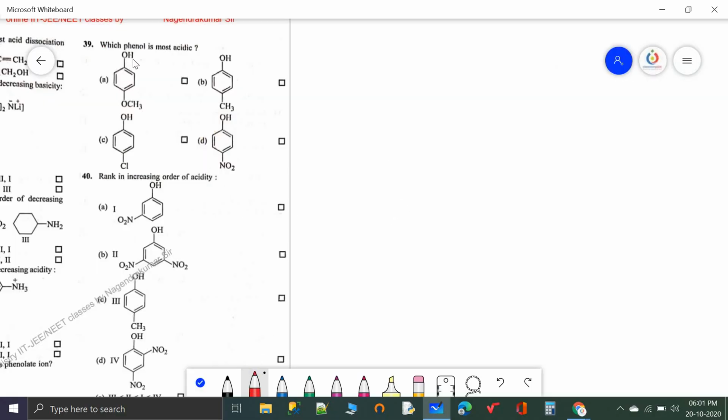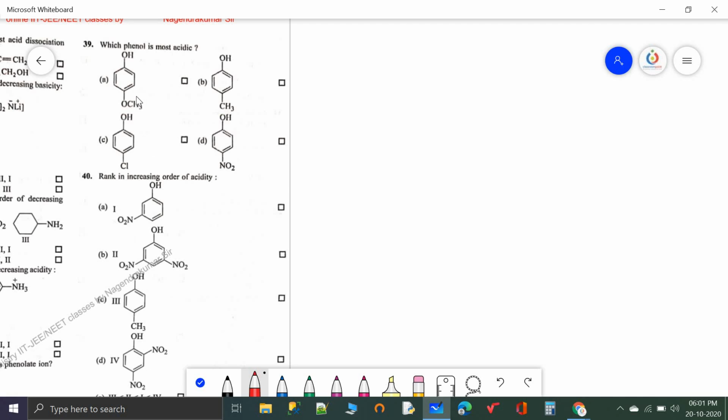Let us solve question number 39. Which phenol is most acidic? We know that the acidity of phenols increases with increasing electronegativity. So the acidic nature of phenols increases with the presence of an electron withdrawing group.